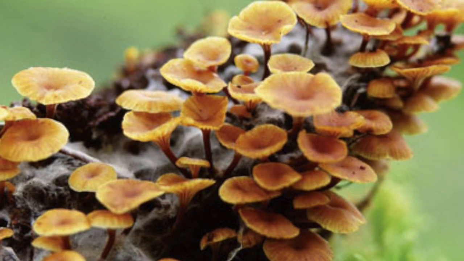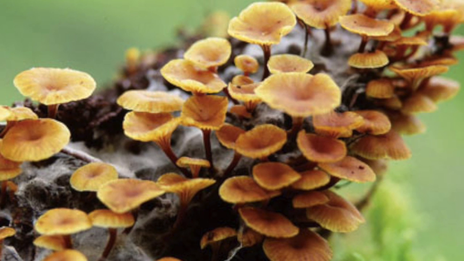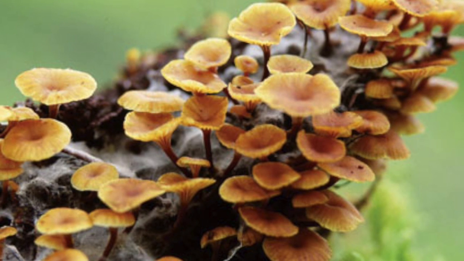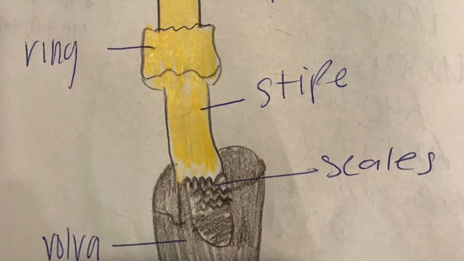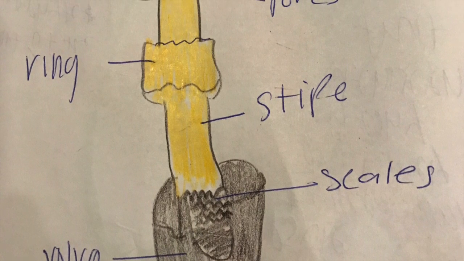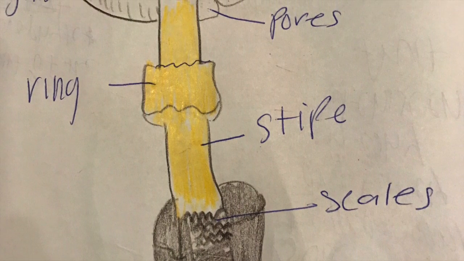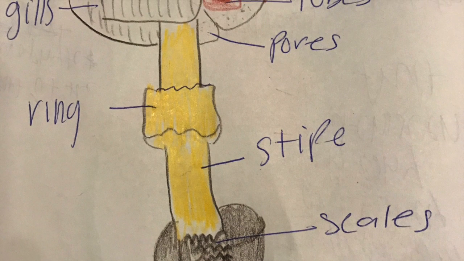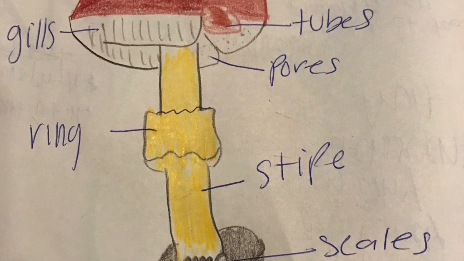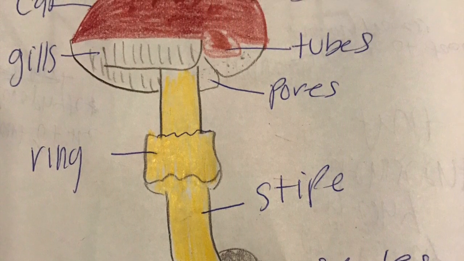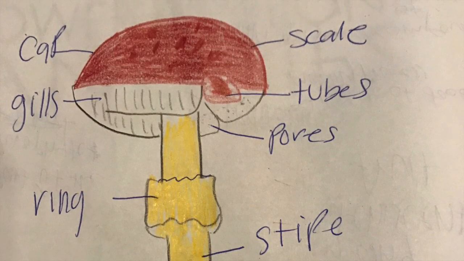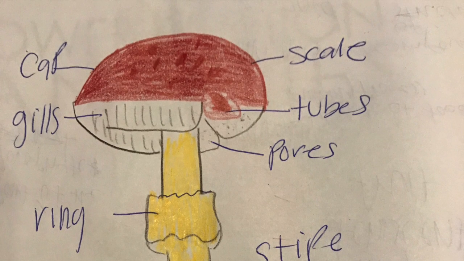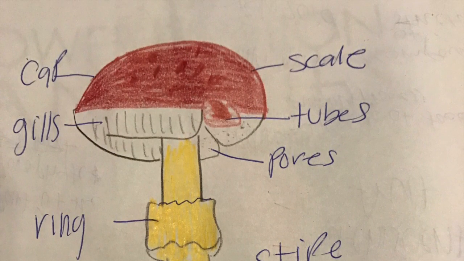The outer shell of the mushroom is called the cap. The texture on the mushroom is called the scales. Underneath is the gills. The circle on the mushroom cap are the tubes. Underneath that are the pores. Around the mushroom is a ring. The stem of the mushroom is called the stipe. The scales are at the bottom, and the volva is around the scales.